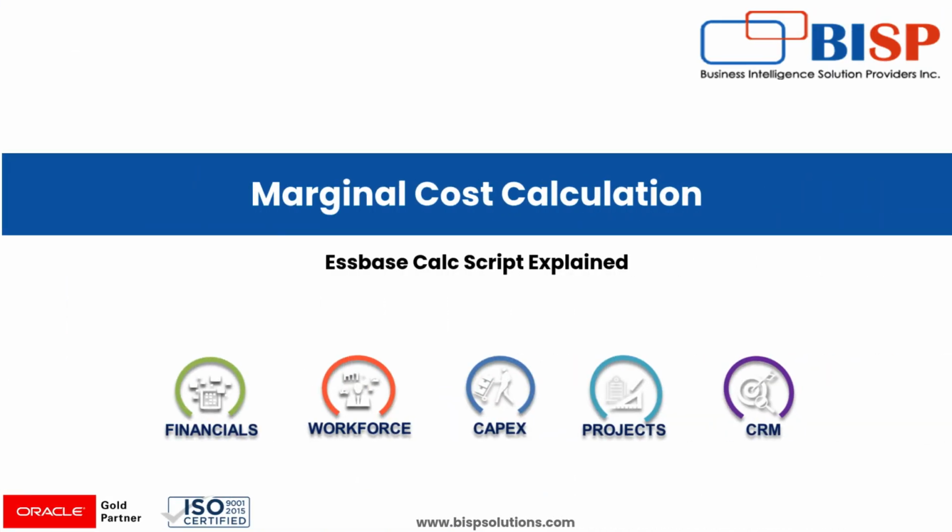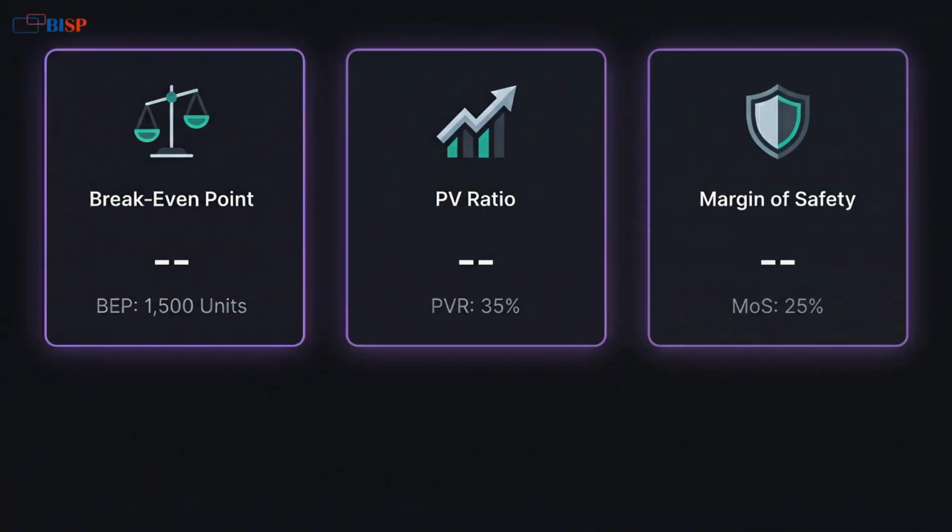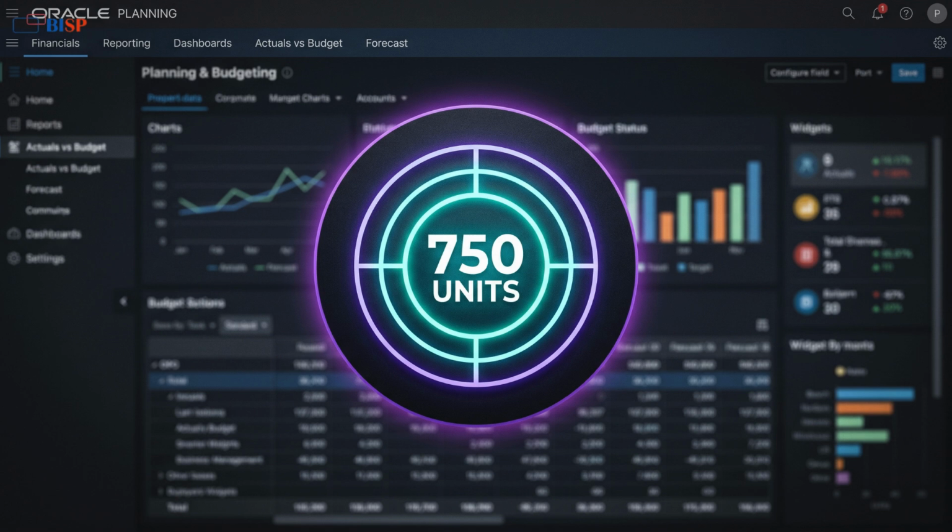In this video, we're building a complete break-even and CVP analysis model inside Oracle EPBCS. CVP, cost volume profit, is one of the most powerful financial analysis frameworks in business. And today, we're going to automate the entire thing using an Essbase calc script. By the end of this video, you'll know the break-even point, the PV ratio, the margin of safety, and exactly how many units your company needs to sell to hit a desired profit, all calculated automatically in planning.